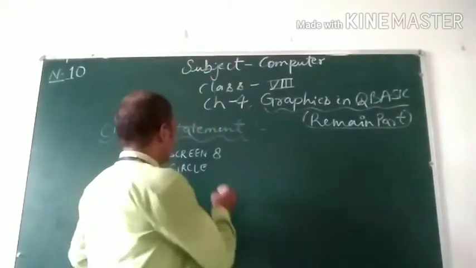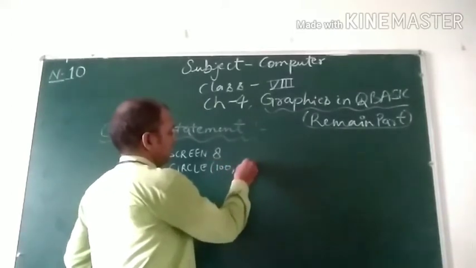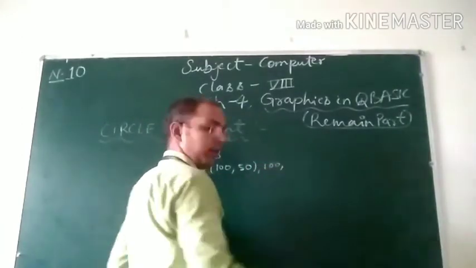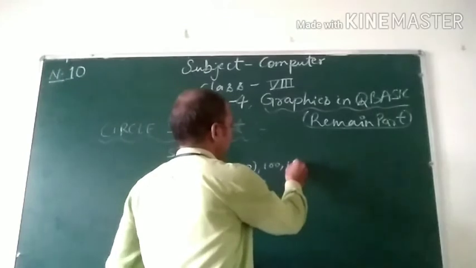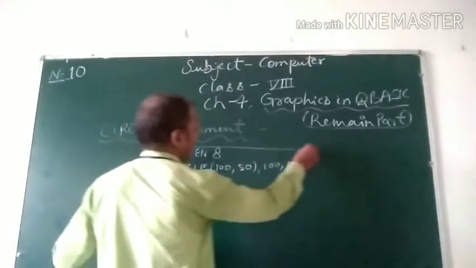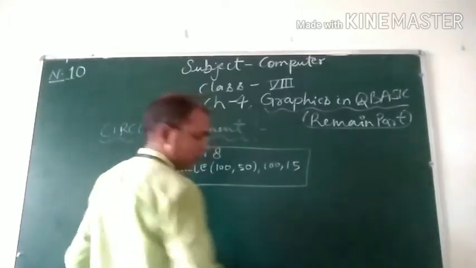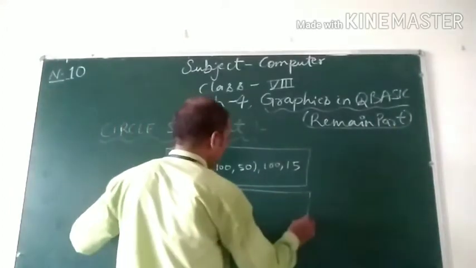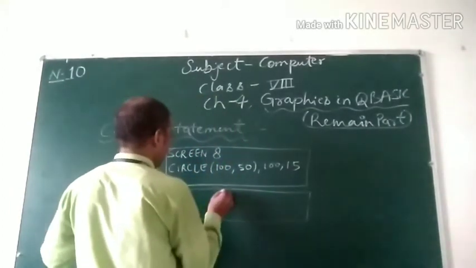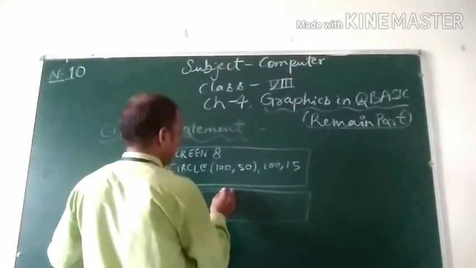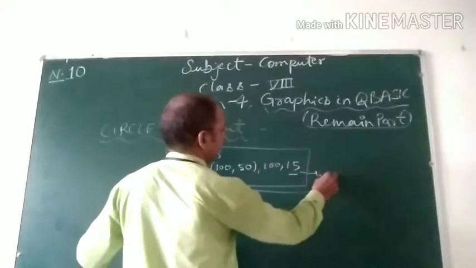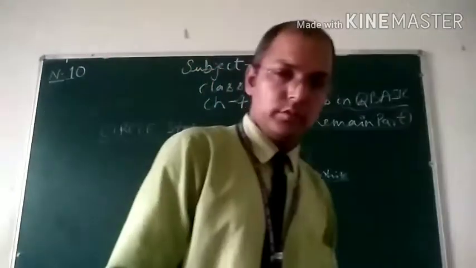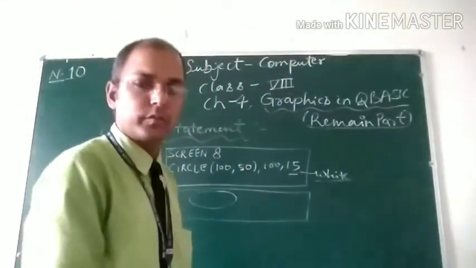Circle 100, 50, 52, 100, because 15 is for white. Okay, circle statement. Next.